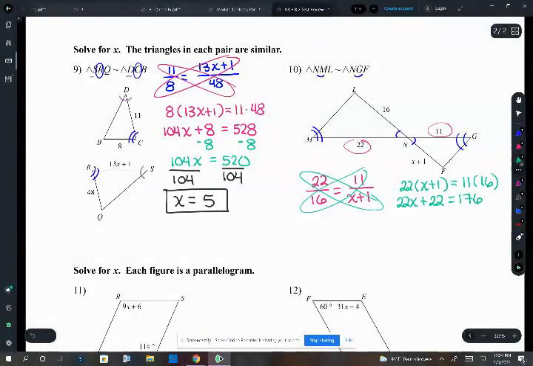And then from here, we've just got our normal problem. So we're going to subtract 22 from both sides. So 22x is equal to 154. And then 154 divided by 22, because we want to undo that by the opposite operation. So we'll divide both sides by 22, and so we get x is equal to 7.